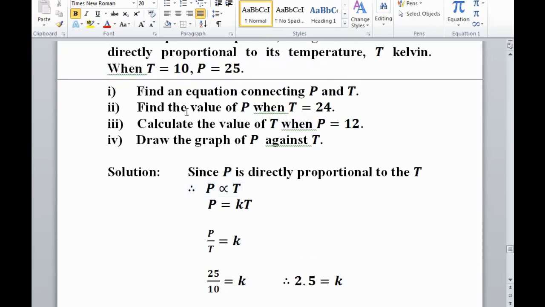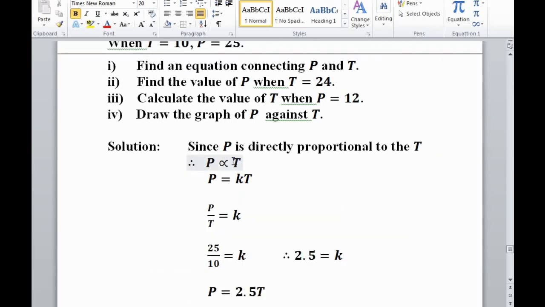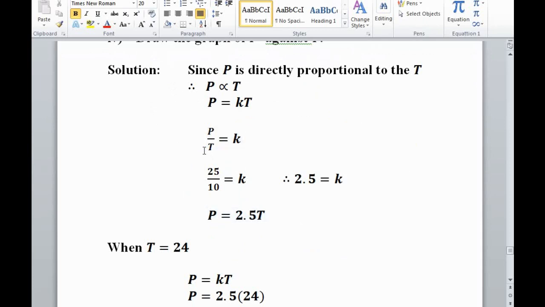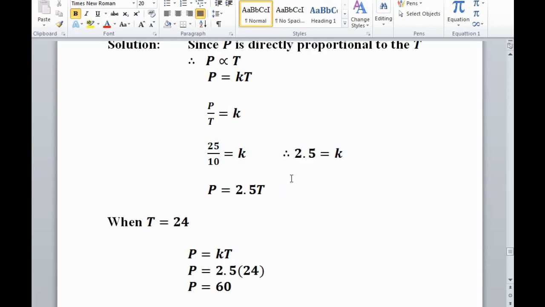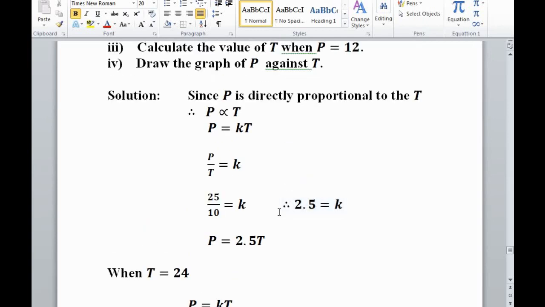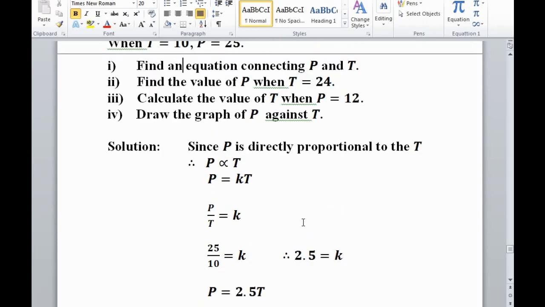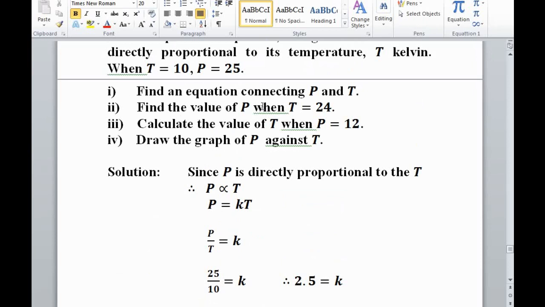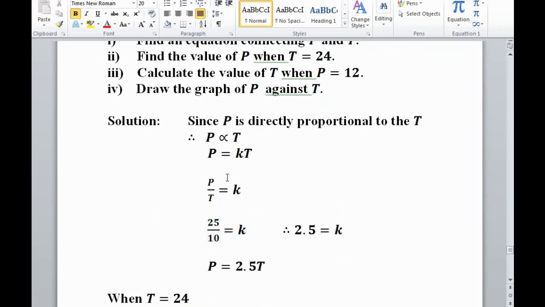And since we have been given the value of temperature and pressure, which is 10 and 25, by putting these two values in this equation it becomes 25 over 10, and if you divide 25 by 10, 2.5 is the required quotient. So constant K equals 2.5. After finding the value of constant K, let's write an equation connecting pressure P and T. The required equation is P equals K, which is 2.5 T.